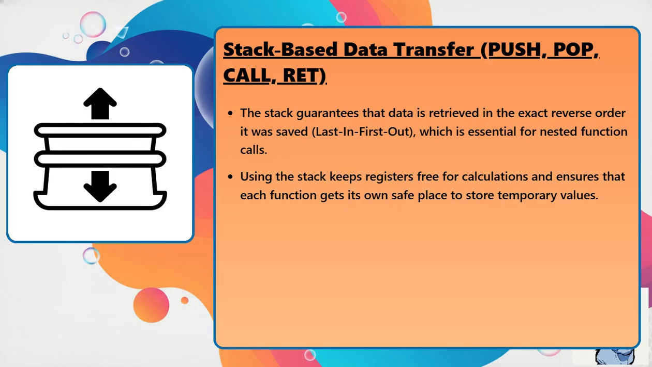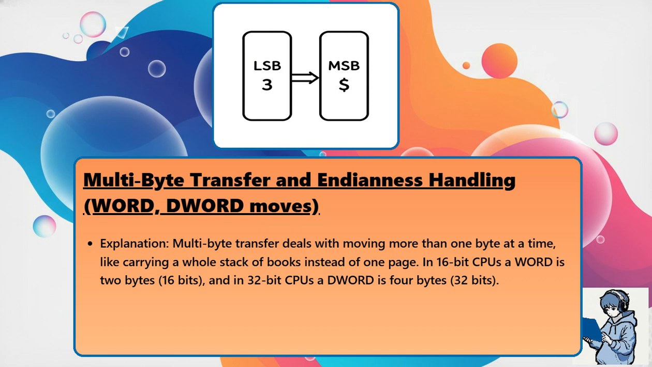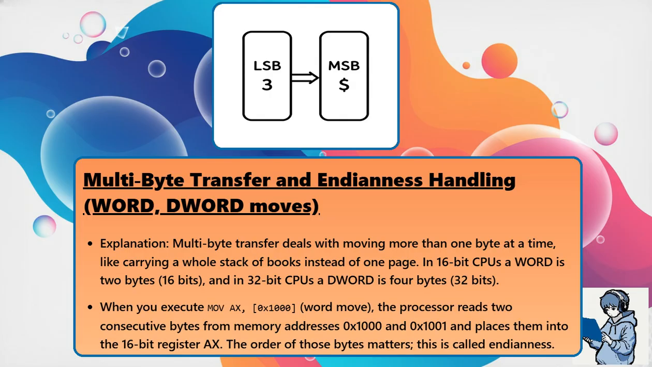temporary values. Explanation: multi-byte transfer deals with moving more than one byte at a time, like carrying a whole stack of books instead of one page. In 16-bit CPUs, a word is 2 bytes, 16 bits, and in 32-bit CPUs, a double word is 4 bytes, 32 bits. When you execute MOV AX from address 0x1000, a word move, the processor reads two consecutive bytes from memory addresses 0x1000 and 0x1001 and places them into the 16-bit register AX.